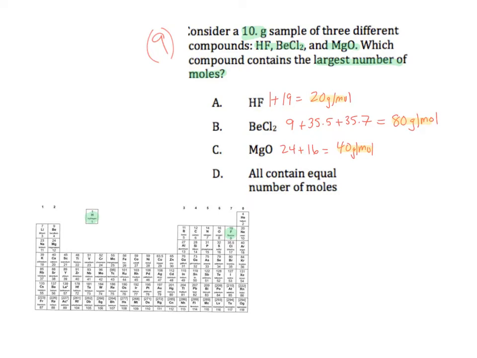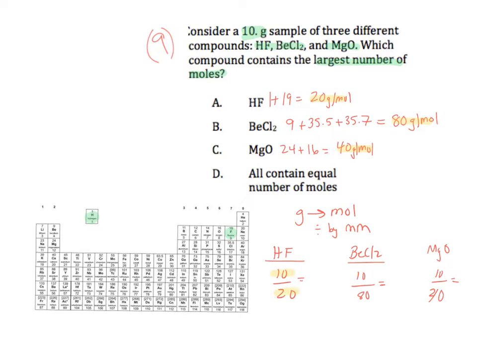Now we have the molar mass for each of these elements, but the question says that we have a 10-gram sample, so we want to change gram to mole. How do we change gram to mole? Divide by molar mass. So the given mass is 10, the molar mass you just found. So go ahead and find the moles for each one. So for the HF, it's 10 over 20, BeCl2, 10 over 80, MgO, 10 over 40. After finding the moles, you can see the greatest moles is 0.5 for HF.